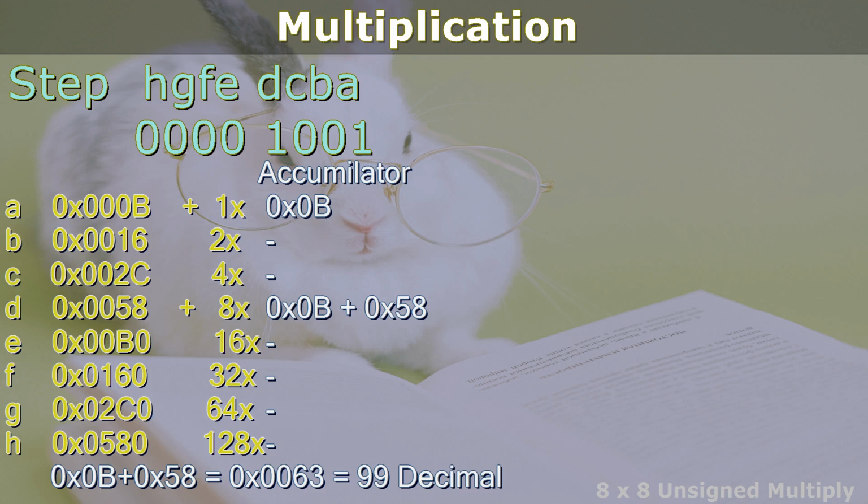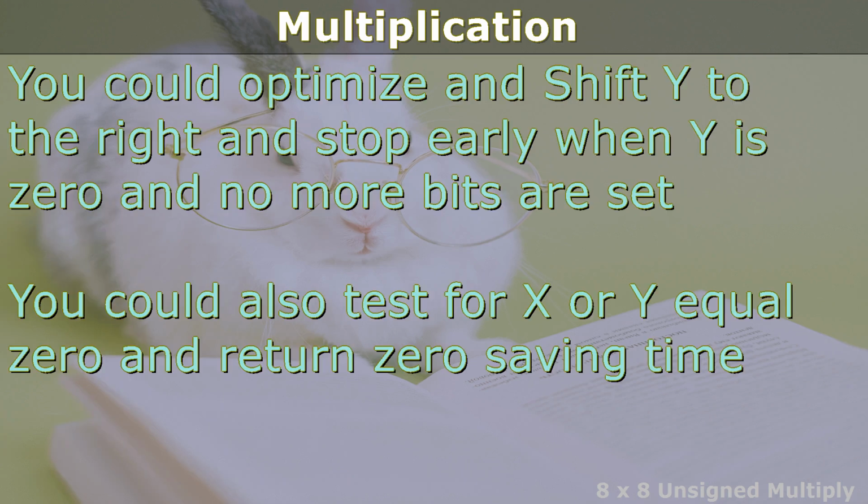There's 2 other ways you could optimize this multiplication routine. You could be shifting Y to the right and then stop early when Y is equal to 0 and there's no more bit set. You don't have to keep doubling X and not adding it each time because you know you're done. And you could also test at the beginning to see if X and Y are equal to 0 and just return 0, because any number multiplied by 0 will return 0.